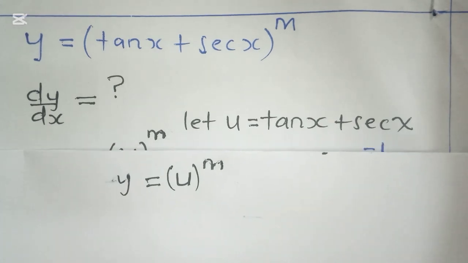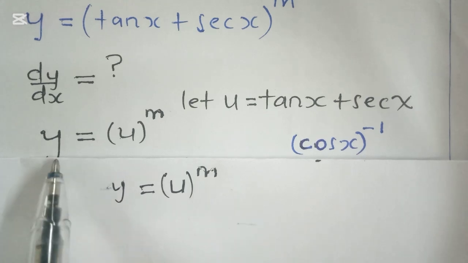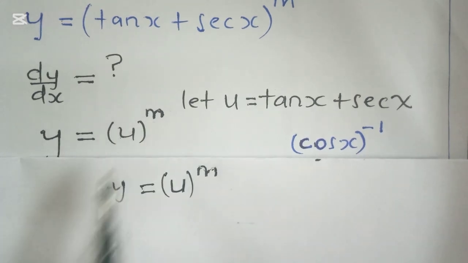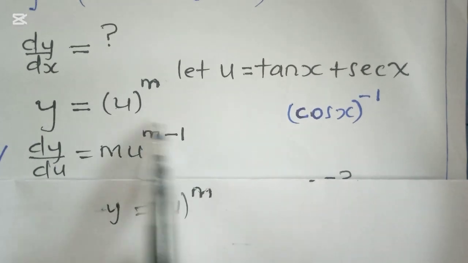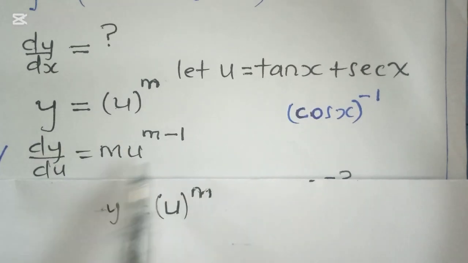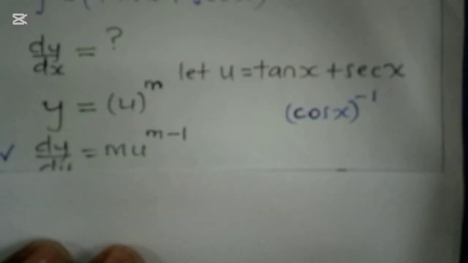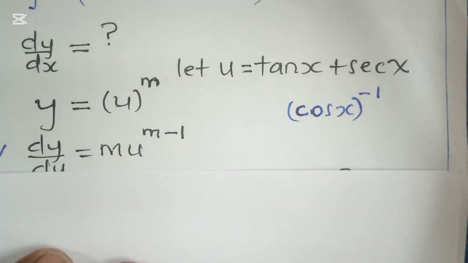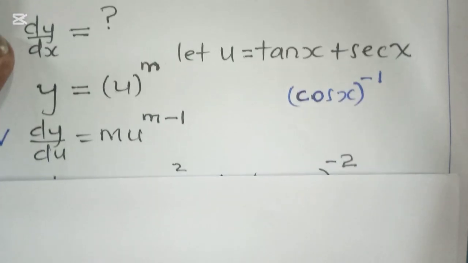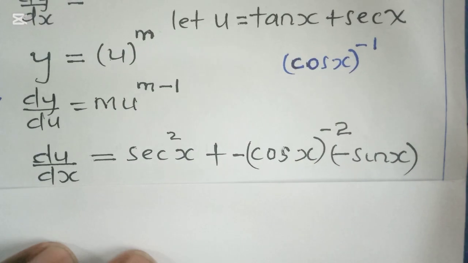And so we can now find dy du. y is equal to u raised to m, and therefore, when you differentiate, dy du is equal to m u raised to m minus 1. The next thing we are going to do is differentiate u with respect to x. This is now du dx.